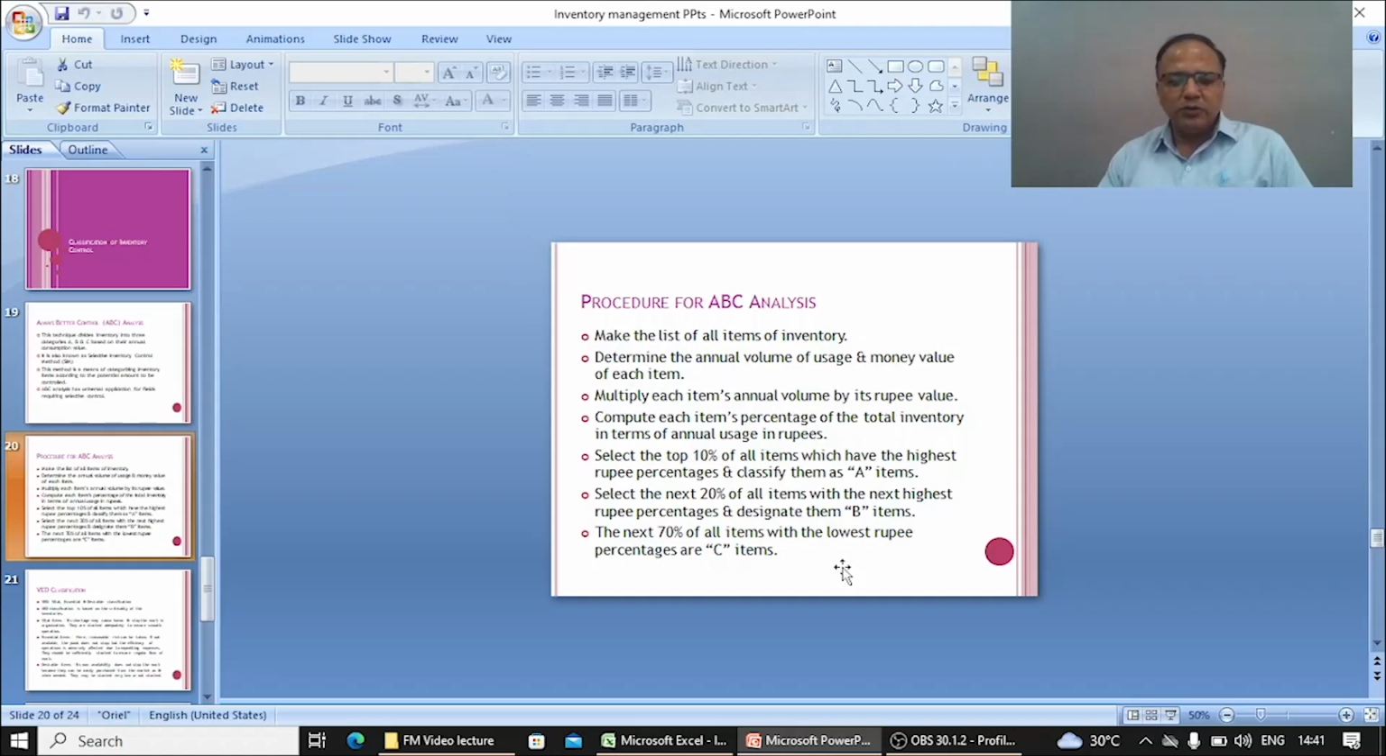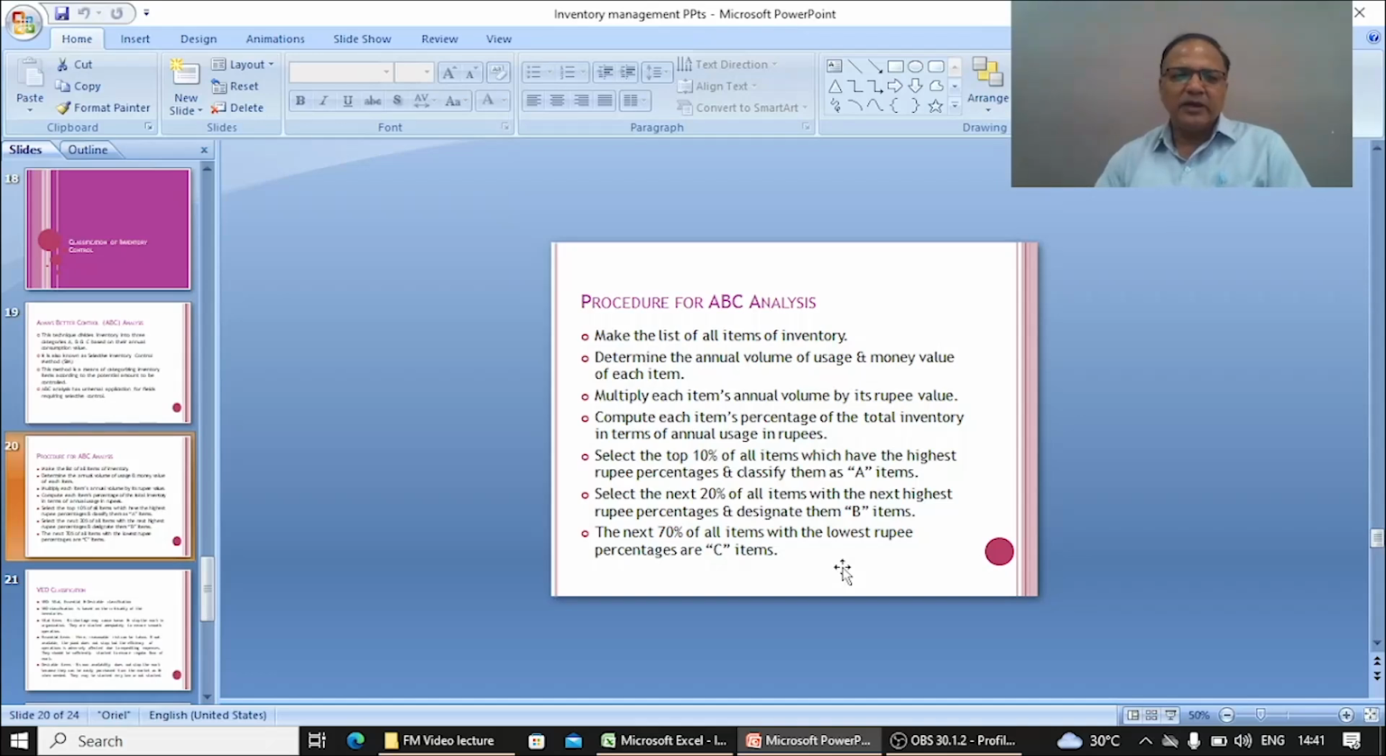Suppose it's item number 1 where we are spending rupees 50. Suppose item number 2 we are spending rupees 100. Item number 3 we are spending rupees 100. Item number 4 we are spending rupees 150. Item number 5 we are spending rupees 150. So there are different types of items, and we have to find out usage and money value of each item. Multiply each item's annual volume by its rupee value.